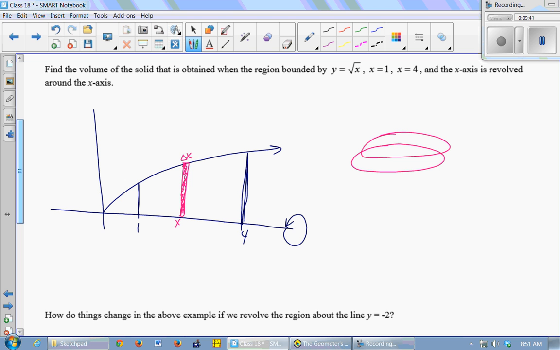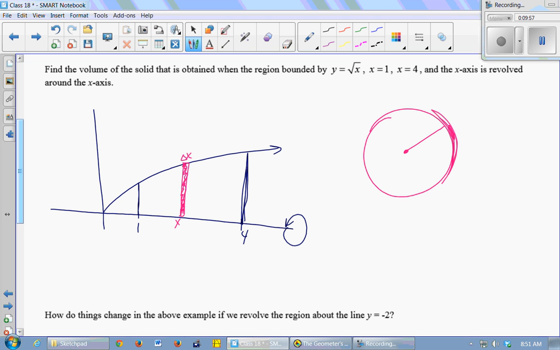God, I'm terrible at this. It's so good. I'll just draw it 2D. Okay, it's got some width here, right? Delta x is the height.